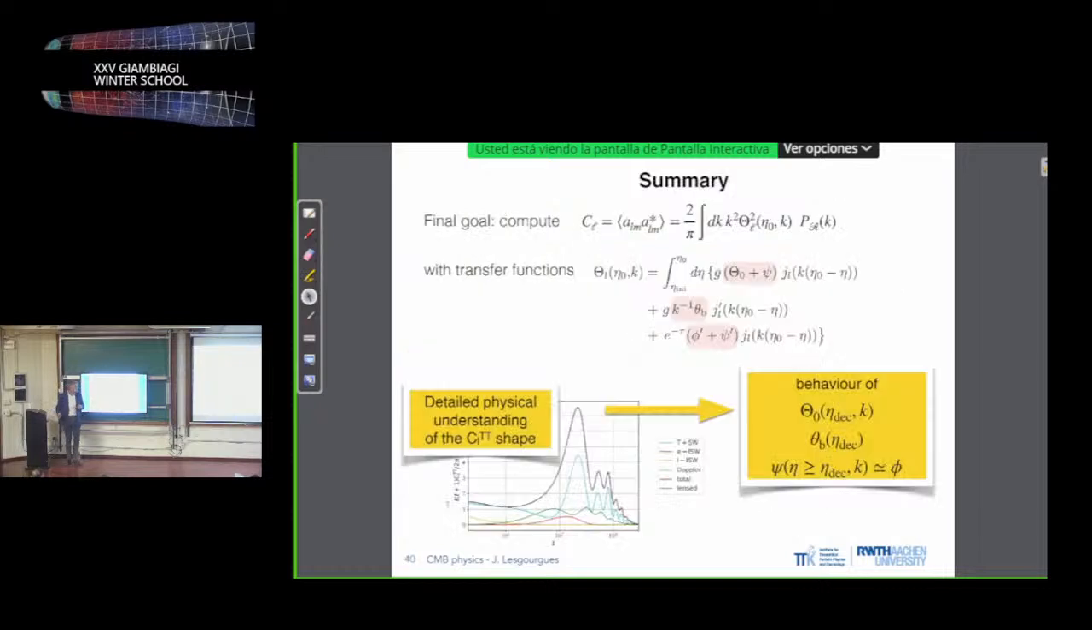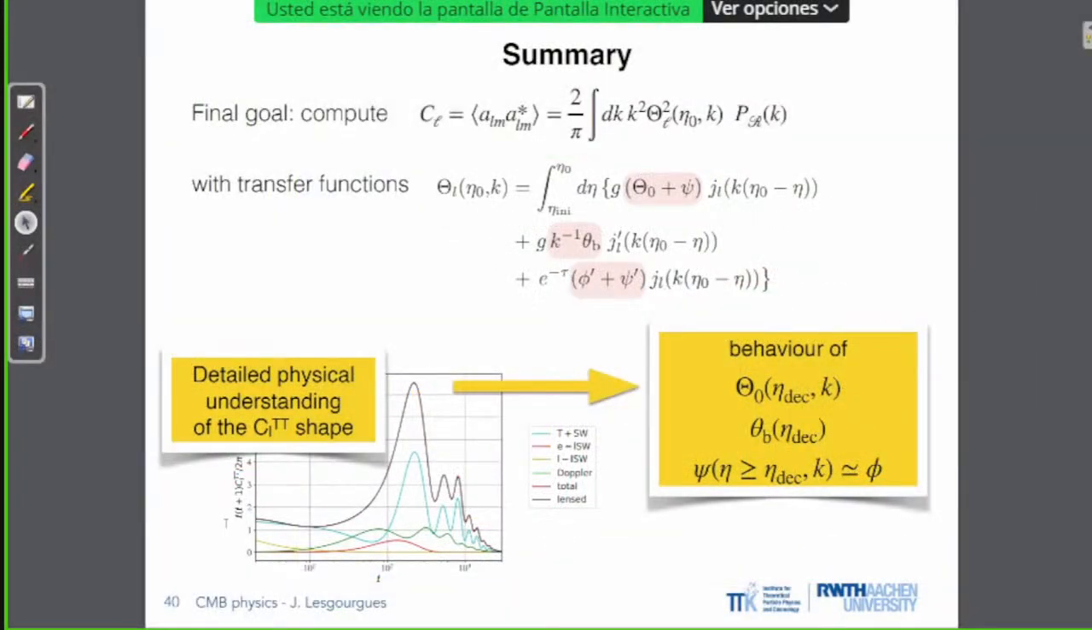All right, summary. Our goal was to compute C_L, and we see how we are going to estimate the non-trivial part here, the theta_L. We are going to estimate it from this integral. But we are not done, because this integral still depends on these functions in red, and we still don't know what these functions look like. But this is our last task before we understand the C_Ls.